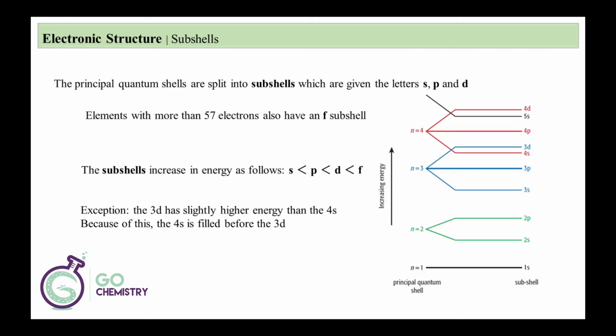As you can see here, there is an overlap between the 4s and 3d. This is due to the fact that the 3d subshell has a slightly higher energy than 4s. So, while filling the subshells, we will start with the 4s, then followed by the 3d.